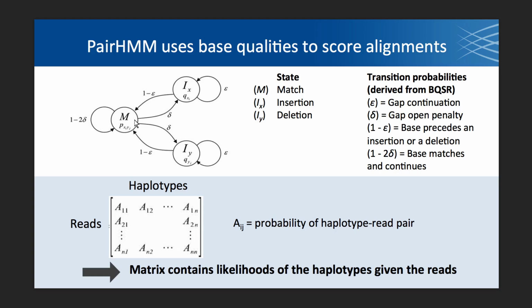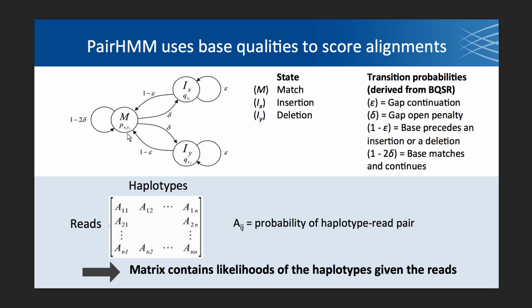Or you could be in what we're labeling here as the IX state, where there's an insertion in the reference with respect to the read, just a deletion in the read, or in the IY state, an insertion in the read with respect to the reference. And so then these gap open penalties, the gap open penalty is going to come from those base insertion and deletion qualities if you're using those. If not, we have a constant factor that we've validated empirically. And the base qualities are going to inform this probability of staying in the match state.